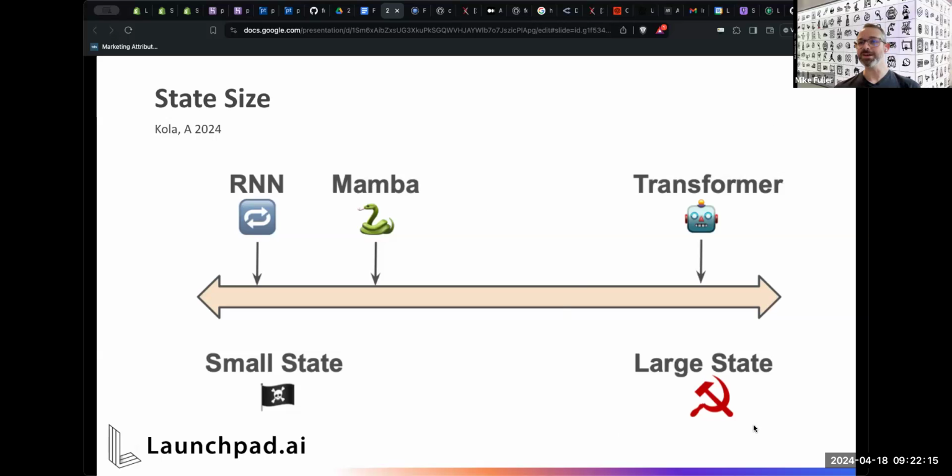But for transformers, the analogy here is that they're like a communist state. They have a maximally large state. It's just a cache of the entire history with no compression, essentially, and every context is treated equally until recall time. So I thought that was a funny little analogy.